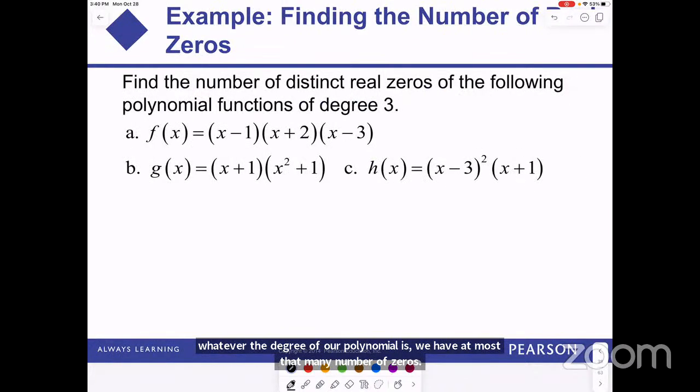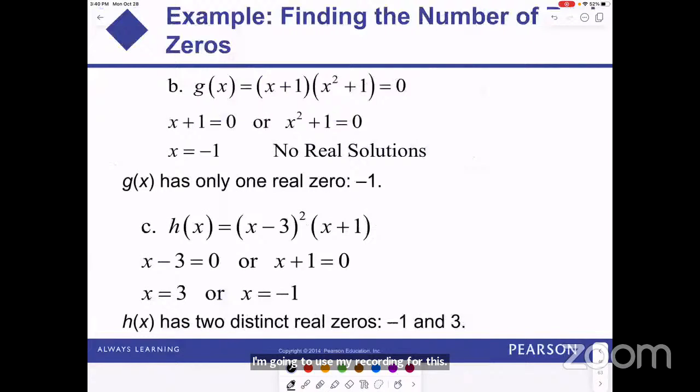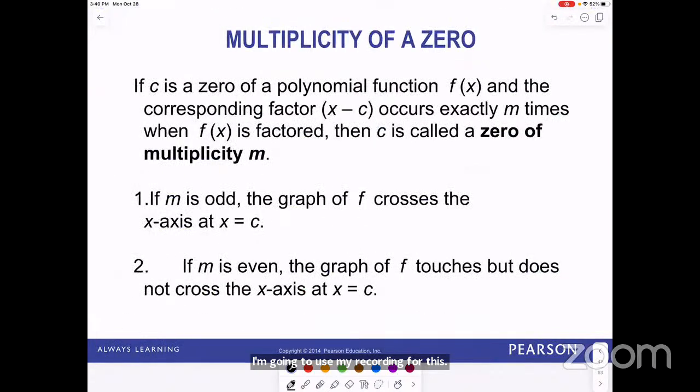I'm going to use my recording for this. If c is a 0 of a polynomial function and the corresponding factor x minus c occurs exactly m times when f is factored, then c is called a 0 of multiplicity m. When we get our polynomials in completely factored form, sometimes some of those factors have higher powers, like to the power of 2 or whatever. We call that the multiplicity.